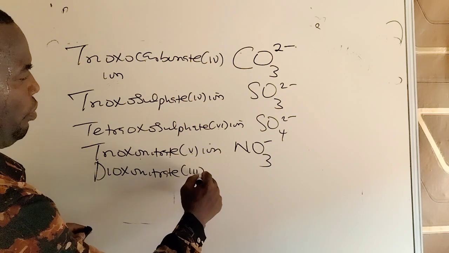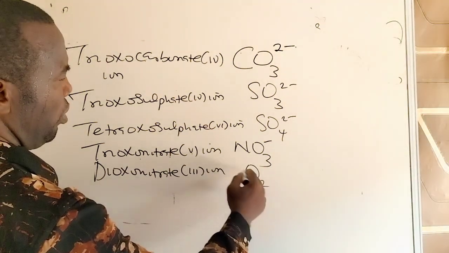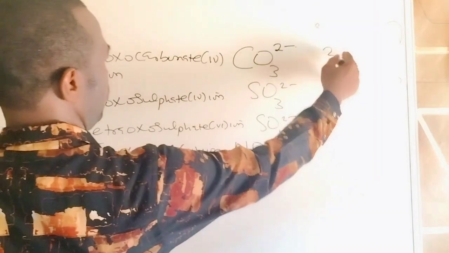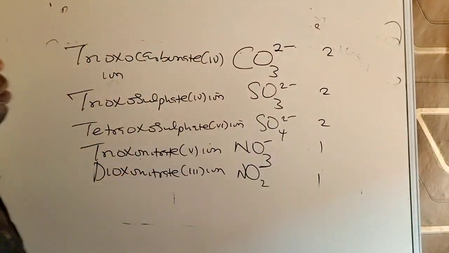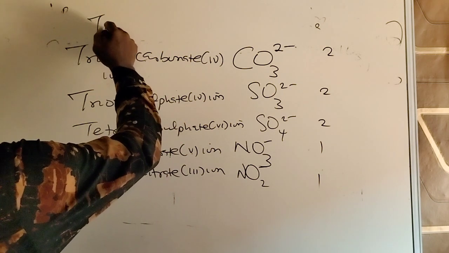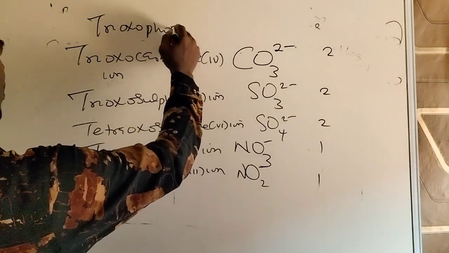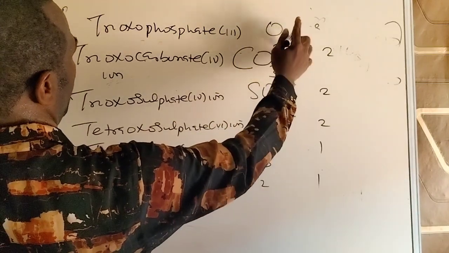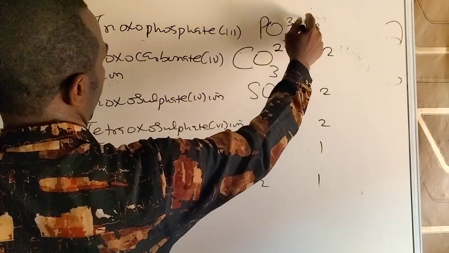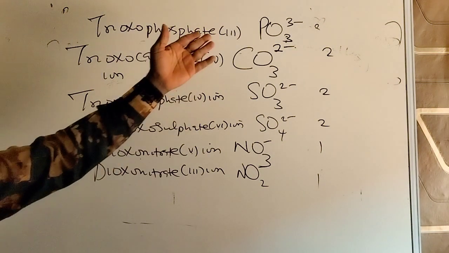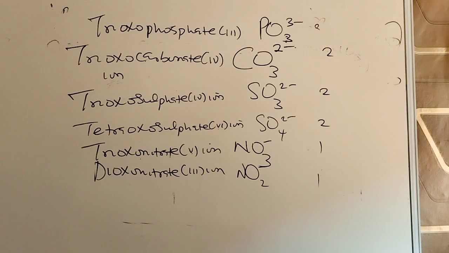Nitrate again, 3 ion. Diazo means 2. Also have 1 negative charge. So the valence of this one is 2, 2, 2, 1, 1. You can see that. Then any radical that ends with phosphate has a valency of 3. Like if I have triazo phosphate 3 ion, O3 PO3 has a charge of 3 or valency of 3. Tetraozo phosphate also 3. So get used to the radicals and get used to their common charges.